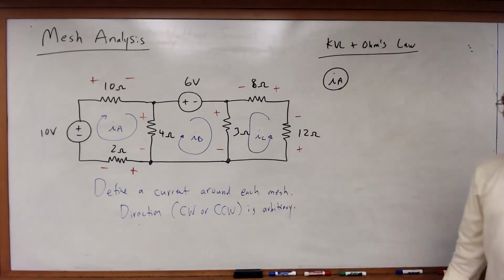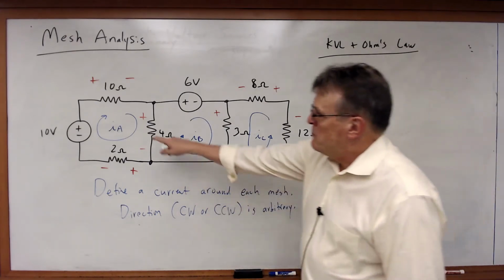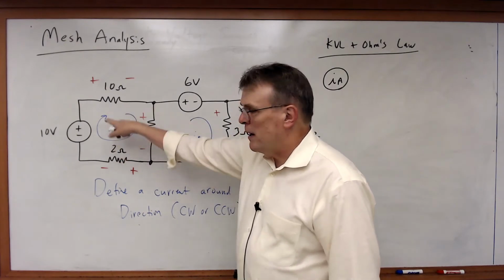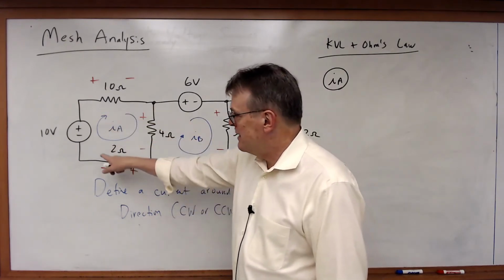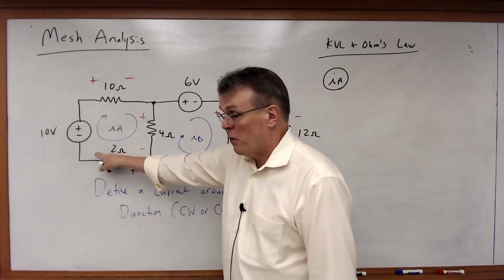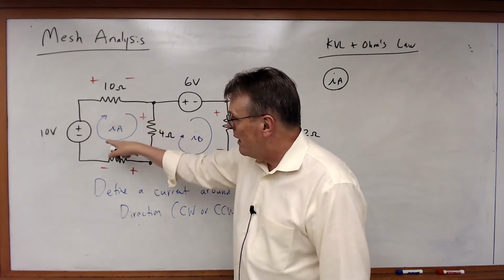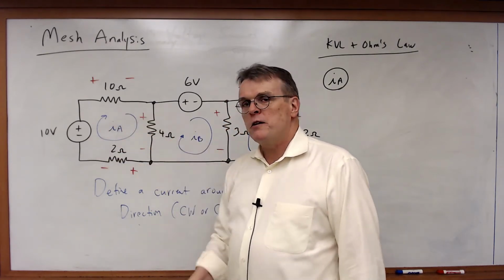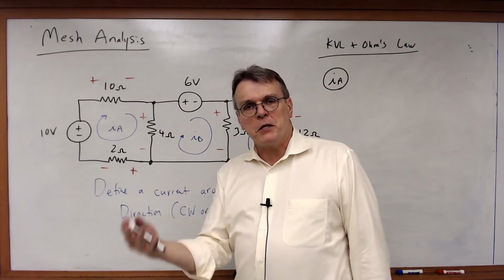So, for my IA mesh, I'm just going to follow the mesh current around that I specified. In this case, I'm going to start here in this lower left-hand corner, travel clockwise, and going around the mesh, the voltage rises is equal to the voltage drops.